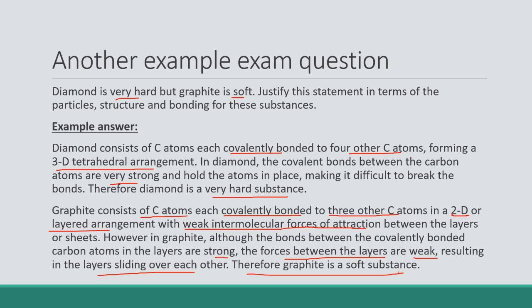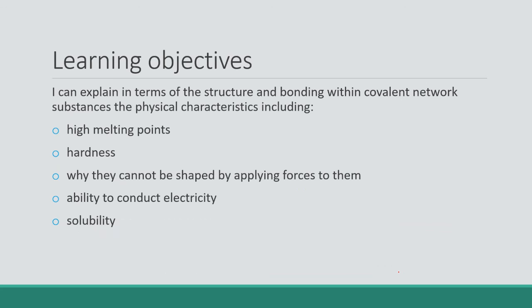So quite often you get questions comparing diamond and graphite for covalent network substances. So this video has been about explaining, in terms of the structure and bonding within covalent network substances, the physical characteristics including high melting points, the hardness, why they cannot be shaped by forces because they've got a very rigid structure, the ability to conduct electricity, and the solubility.